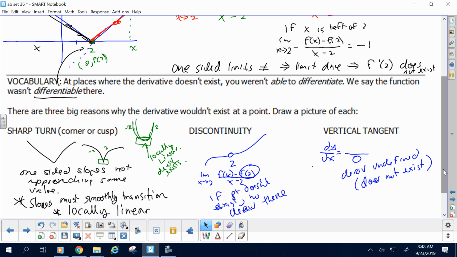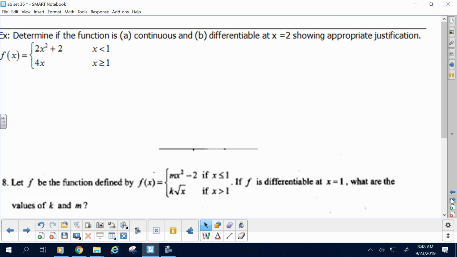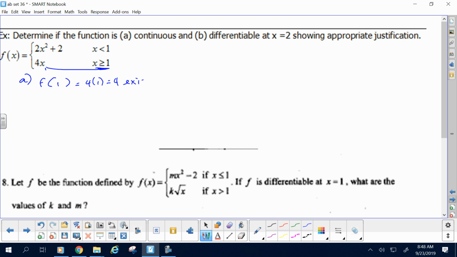Now let's look at a few problems, and then we'll get to the second part of the lesson. So first, on a case like this, if I said, determine is this function continuous and differentiable at x equal to, showing appropriate justification. So first of all, continuous. That's a review. How do you prove something's continuous? What's the first condition? Does the point exist? Does f of 1 exist? Is it defined? Yes, f of 1 is, wouldn't you agree that we're talking this rule, so it's 4 times 1, so it exists. Yeah?